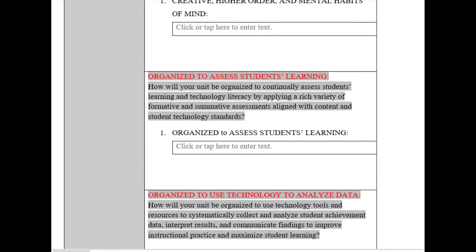So we're going to be organized to assess the student's learning. So how are we going to really apply assessments within the classroom utilizing technology to make sure that those students are meeting those core standards that we have listed for the unit?